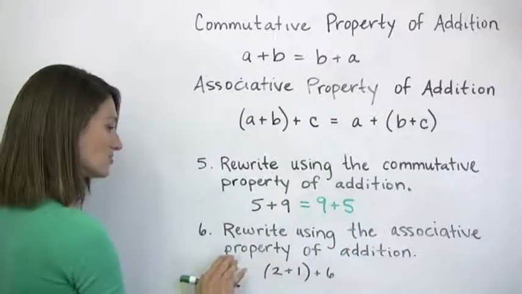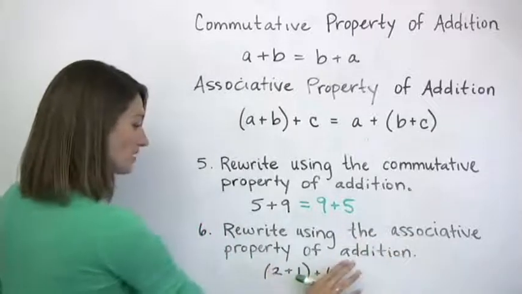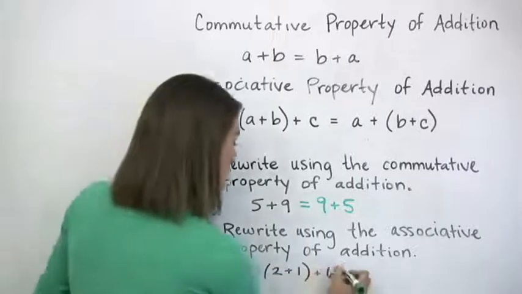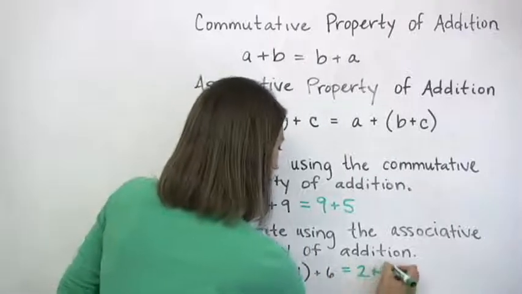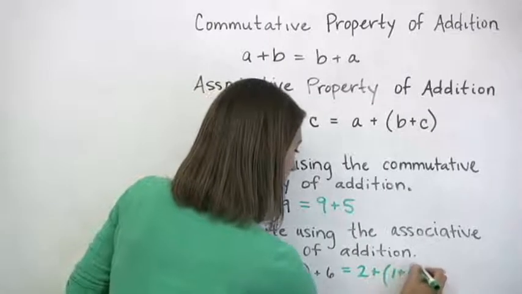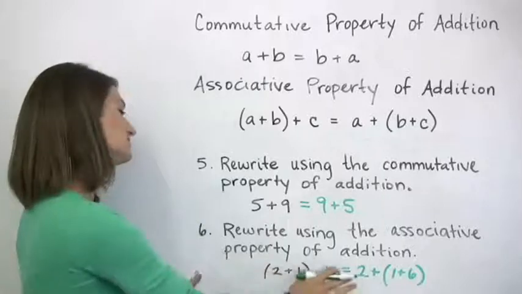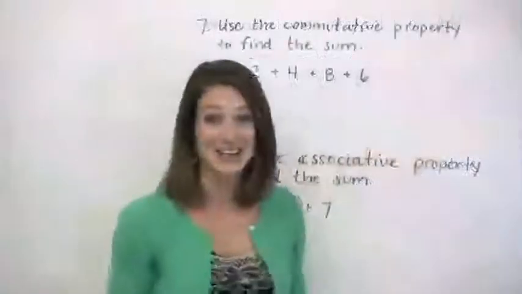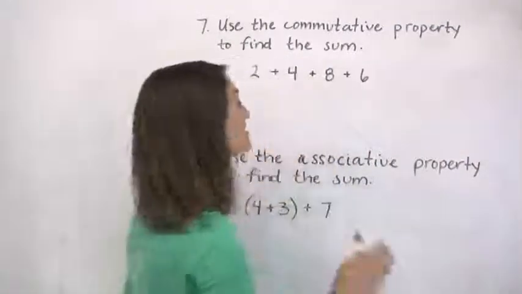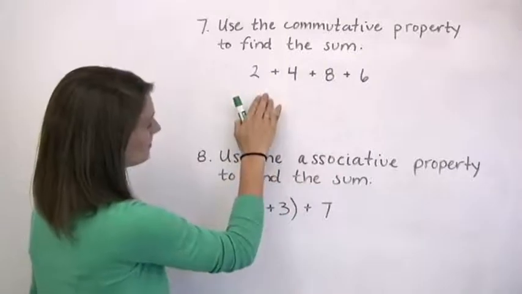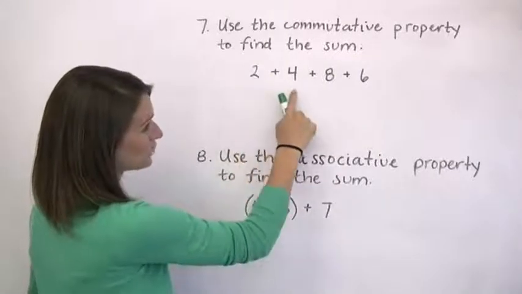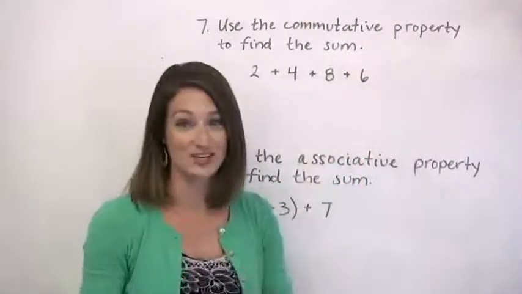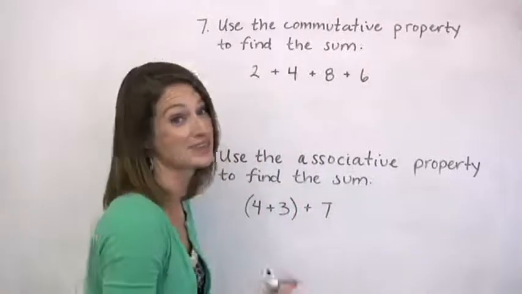So the second problem here says rewrite using the associative property of addition. We have (2 plus 1) plus 6. We can rewrite this as 2 plus (1 plus 6). So we changed our grouping symbols for these sums, and yet they're still equal. So let's move on. Now let's use these properties to find a sum. So the first, we're asked to use the commutative property to find the sum of 2 plus 4 plus 8 plus 6. Now remember that the commutative property says that we can change the order of any 2 numbers in a sum and still have the same result.